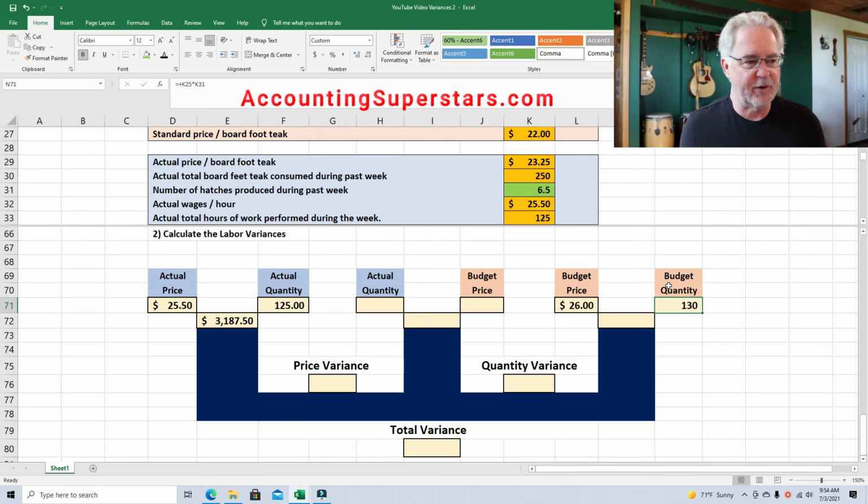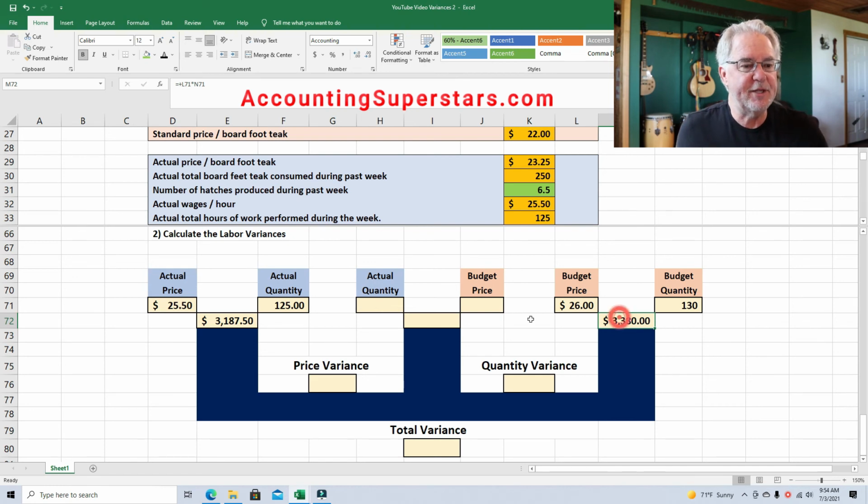And again, to give you a crazy example, if we have 125 over here on the left, and the budget quantity here is like 3,000 or something, that's not in the same ballpark. You want them close, and they're probably not going to be exactly the same. Usually not. All right, so $26 an hour times 130 hours is $3,380.